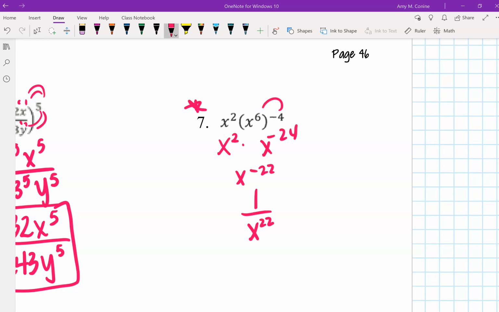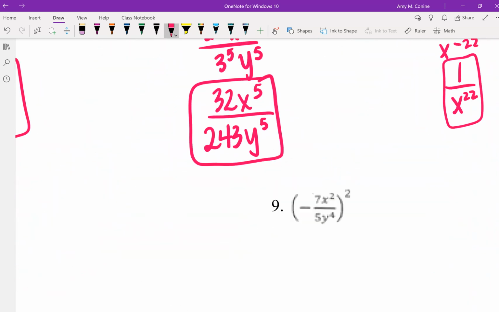All right, so this one's just like number 5. Distribute the -4 in. Only the items inside the parentheses get the -4. So you have 2 and -24 as your exponents. Add them together because you have like bases, and then move the negative exponent to the bottom because it is negative, it needs to be positive.